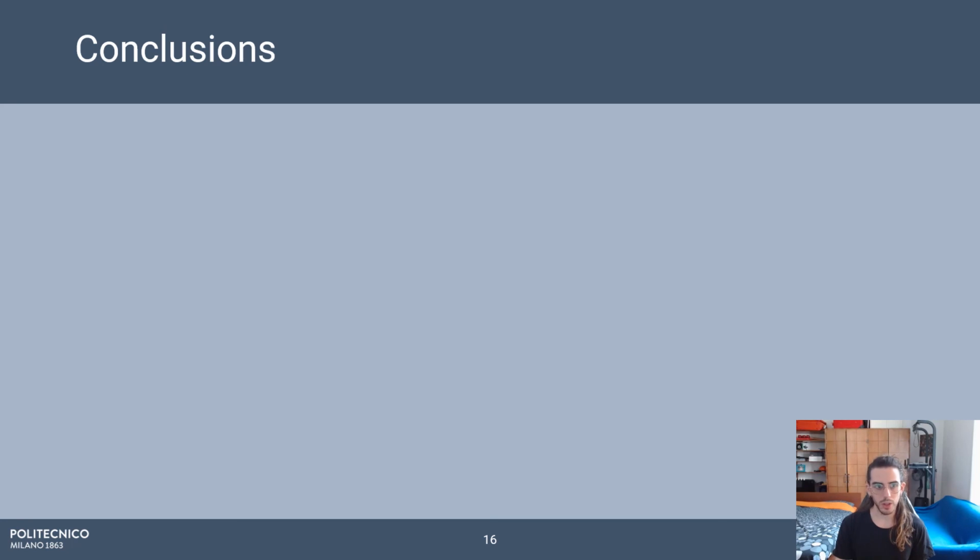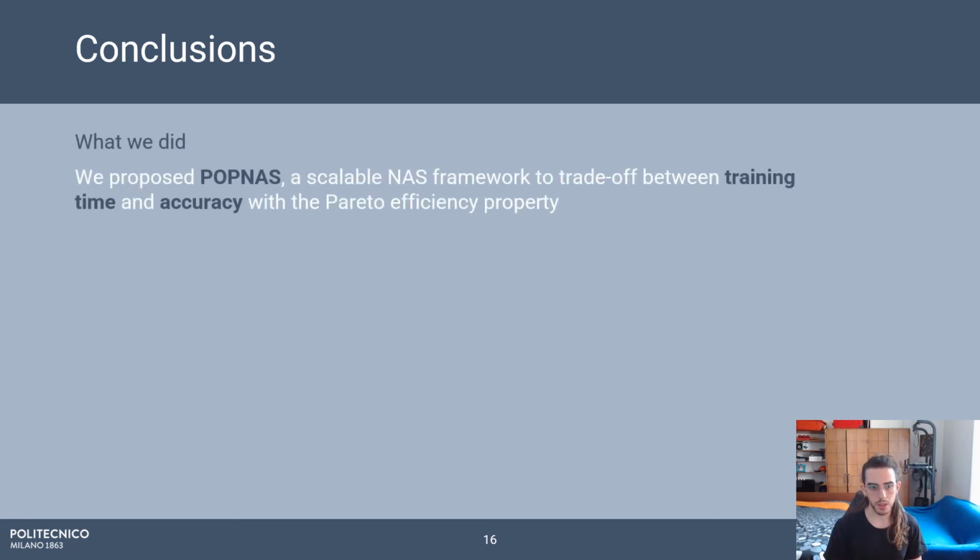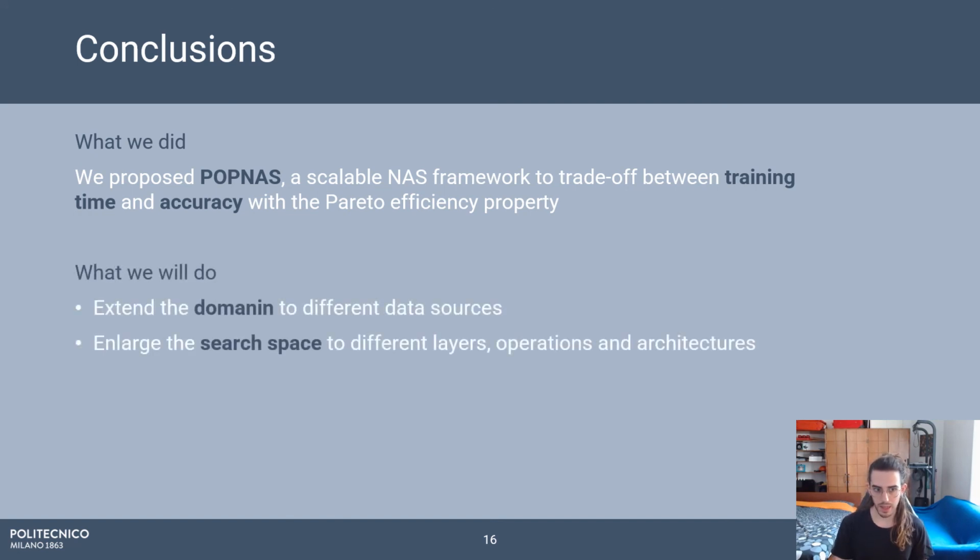So, in conclusion, in this work we propose POPNAS, which is a scalable neural architecture search algorithm that starts from PNAS and is able to handle efficiently a trade-off between the training time and the accuracy of the children network, and has the Pareto efficiency property. As next steps, we plan to extend the domain of our algorithm and also to enlarge the search space to different layers, operations, and architectures.